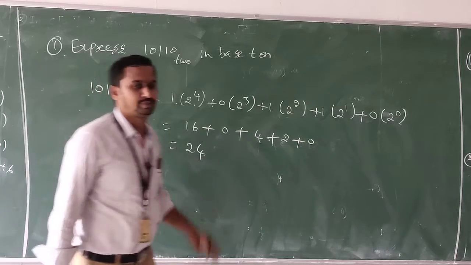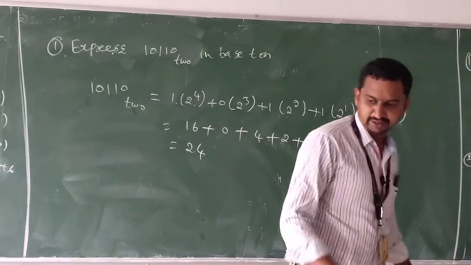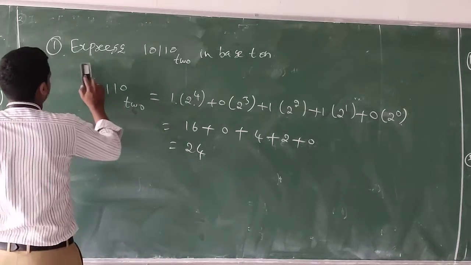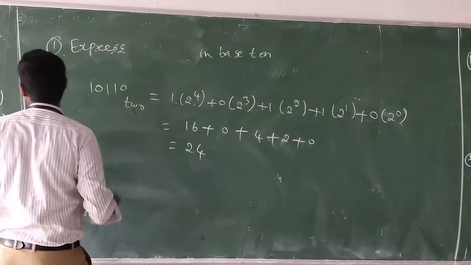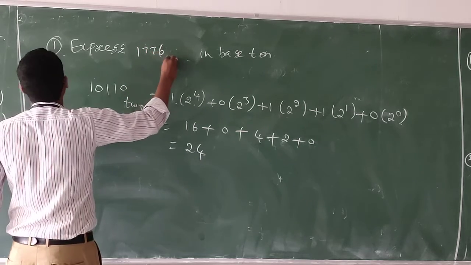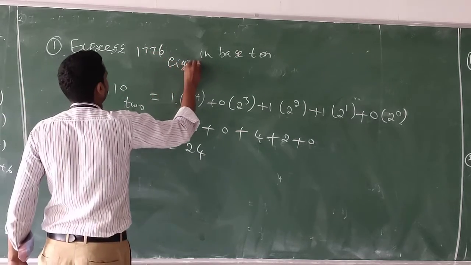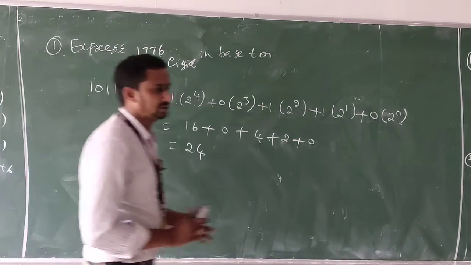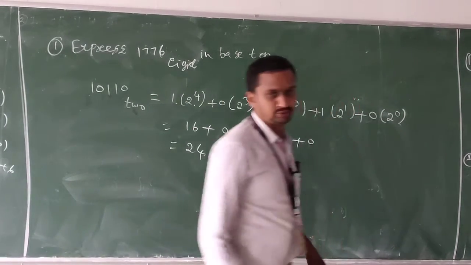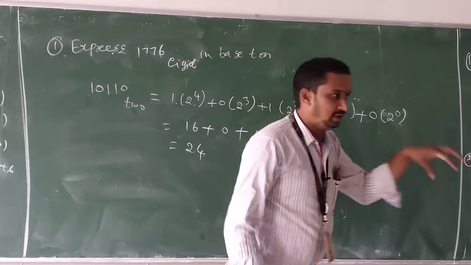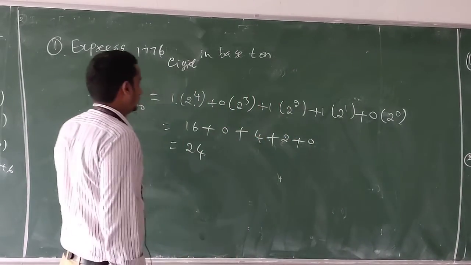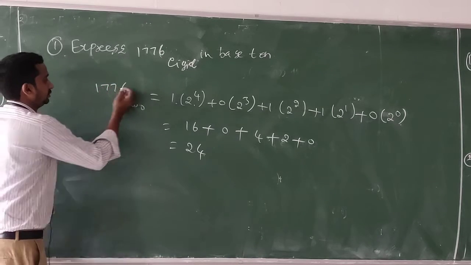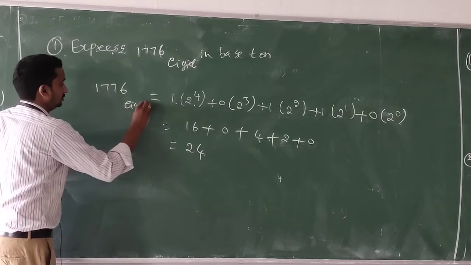Okay, this is the simple problem. Two more questions will be asked. See the next problem. Express 1776 base 8. Here the base is changed to base 8, not base 2. So as usual, the same procedure as the previous problem applies. First write it as 1776 with base 8.